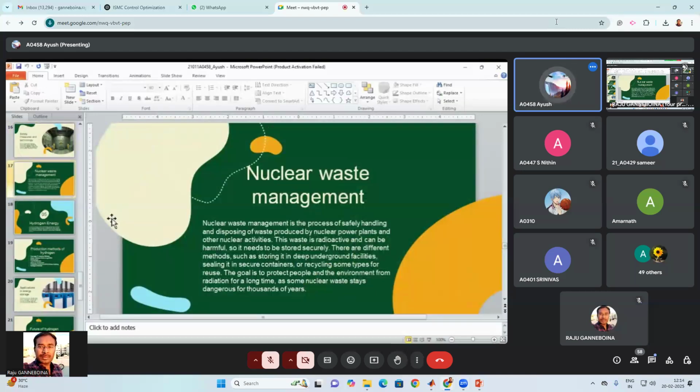Nuclear waste management. Nuclear waste management is the process of safely handling and disposing of waste produced by nuclear power plants and other nuclear activities. This waste is radioactive and can be harmful, so it needs to be stored securely. There are different methods, such as storing it in deep underground facilities, sealing it in secure containers, or recycling some types for reuse. The goal is to protect people and the environment from radiation for a long time, as some nuclear waste stays dangerous for thousands of years.